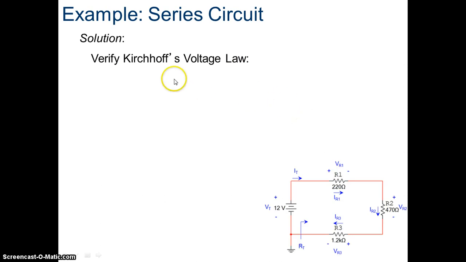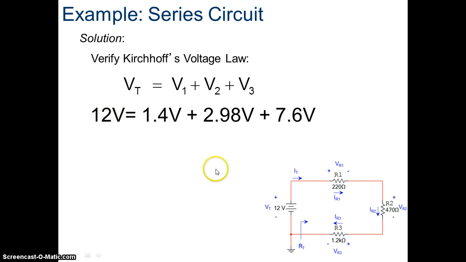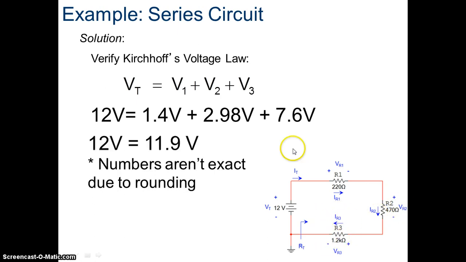And the last thing we want to do is verify our answers using Kirchhoff's voltage law, which states that each voltage needs to add up to equal the total voltage. So we know that 12 volts is what's being provided by the battery. This is the voltage going through each of them, 1.4 through number 1, 2.98 going through number 2, and 7.6 volts going through number 3. And that comes out to be 12 volts equals 11.9 volts. The reason that these numbers are not exact is because we've rounded each of these voltages.